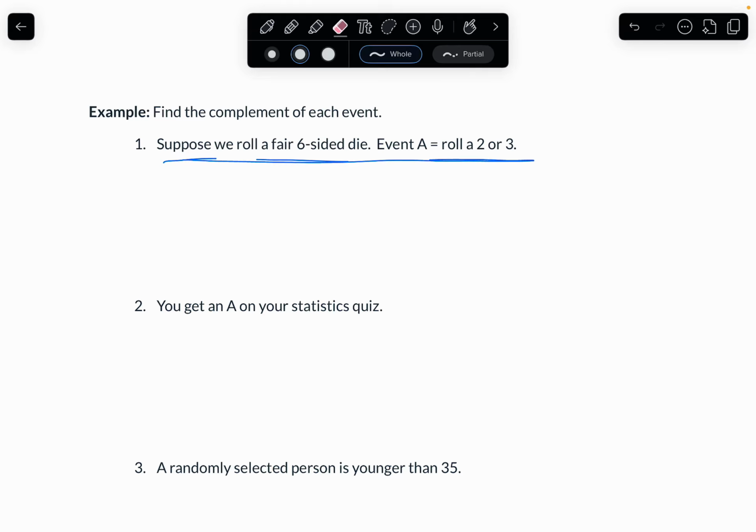In some situations, it's very easy to quickly negate the event, but in situations like this, I think we can be a little bit more specific. If I think about the sample space, if we just roll a single fair six-sided die, it could be a 1 or a 2 or a 3 or a 4 or a 5 or a 6. Now, event A is that we roll a 2 or a 3. And the complement of this event is everything that is not included in the event.